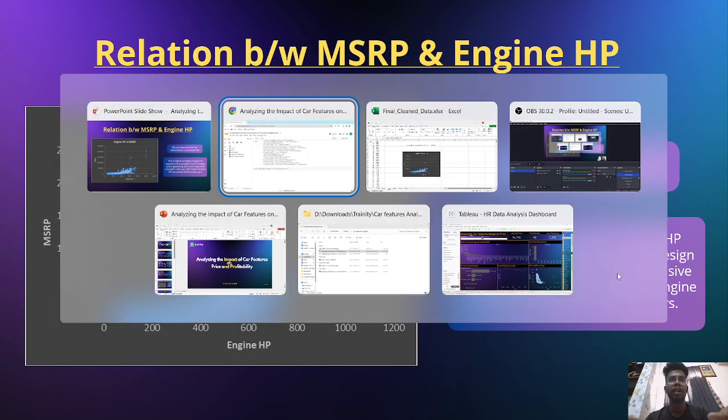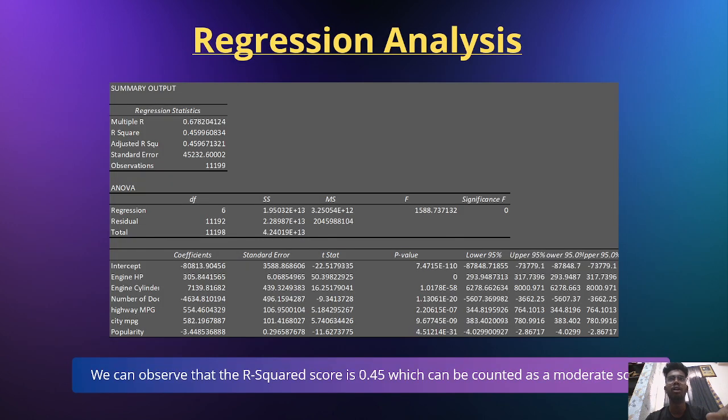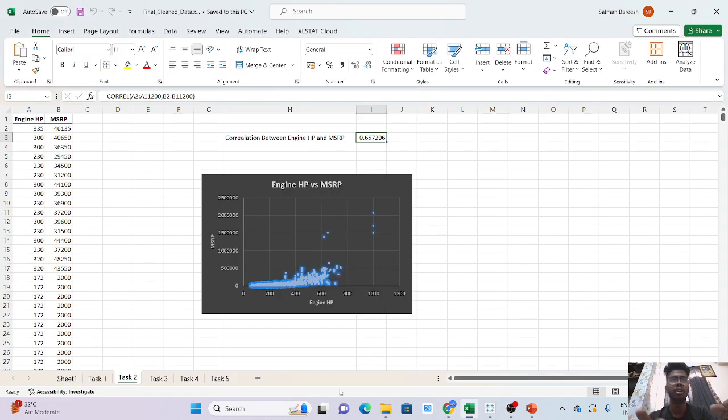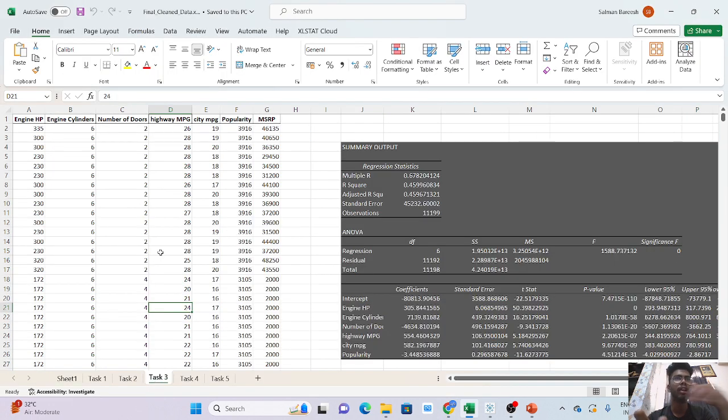And then we come to the regression analysis. This is task 3, regression analysis. In the regression analysis, we have collected all the numerical variables like engine HP, engine cylinders, number of doors, and we have done the regression. So we have a multiple linear regression.